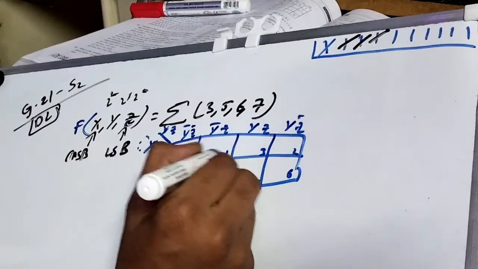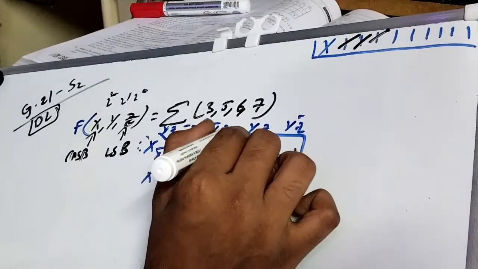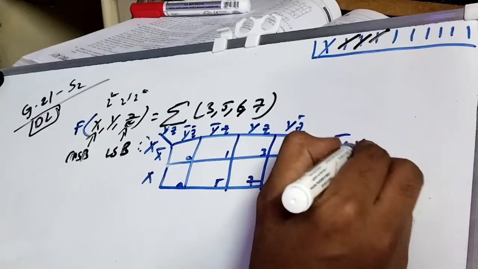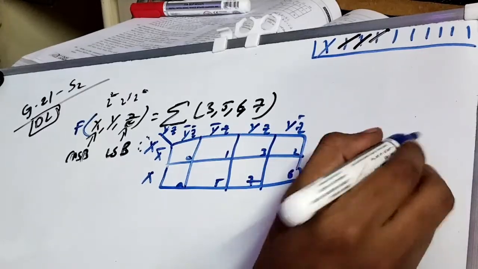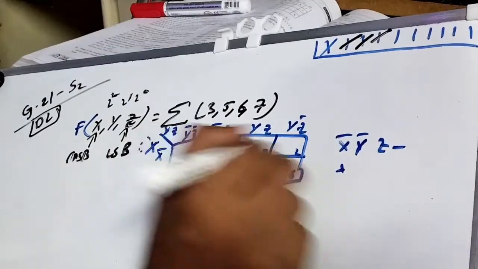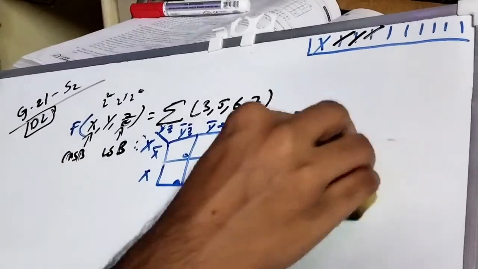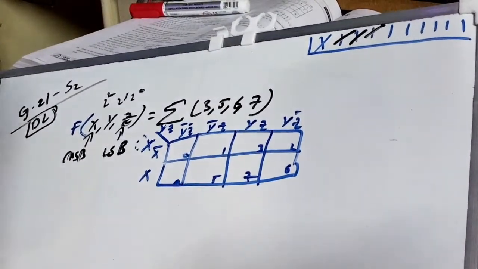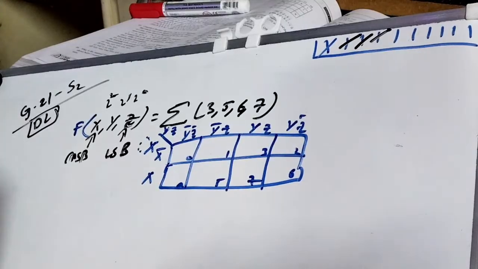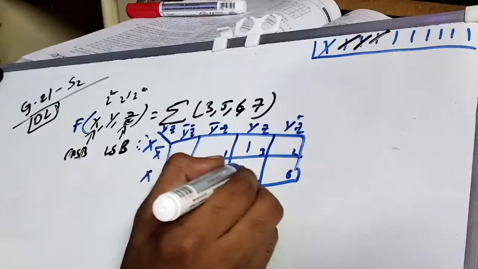Considering this, this bracket equals x bar y bar z. This is true. If we take 7, xyz, this is true and correct. Now we have 1, 3, 5, 6, and 7.